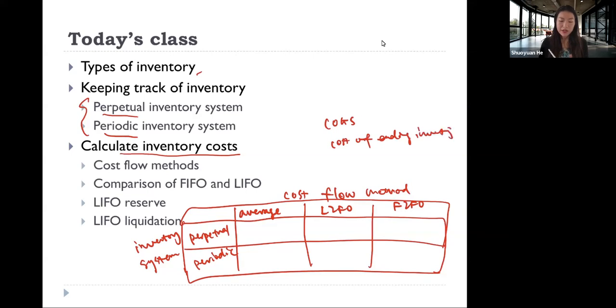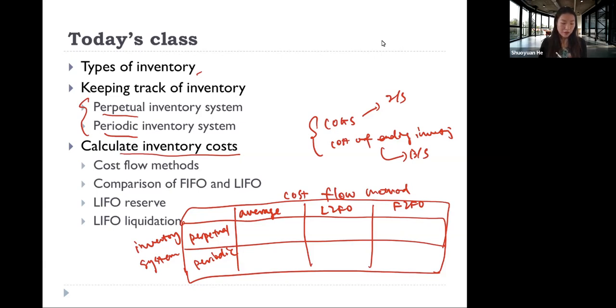So cost of goods sold is on the firm's income statement, and cost of the ending inventory, that is on the firm's balance sheet. Those two accounts, the balances on those two accounts can be different under each of the 6 different situations. So we're going to talk about it in more detail in today's class.